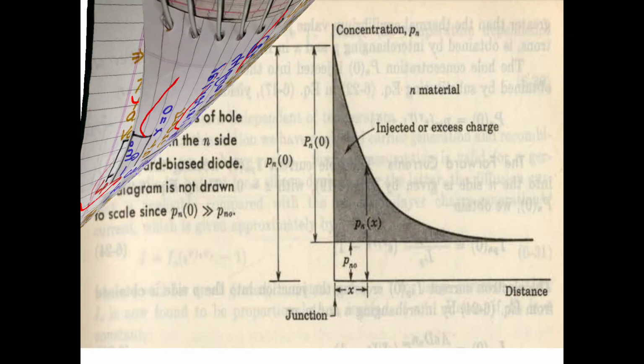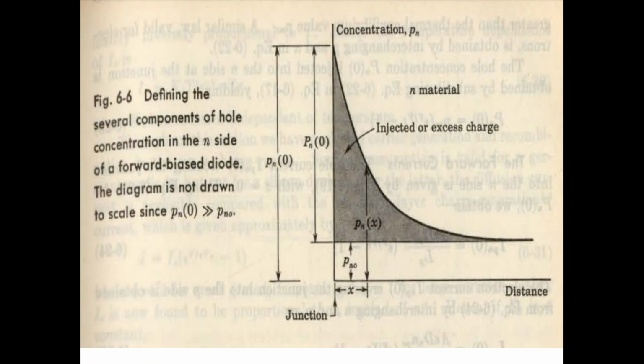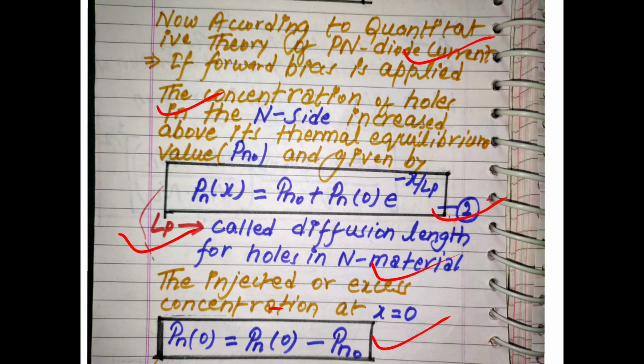So this is the figure where you can see our displacement, and it represents the concentration of charge at the thermal equilibrium. This is our x direction, which depends on the distance, as the distance is increasing from the junction.